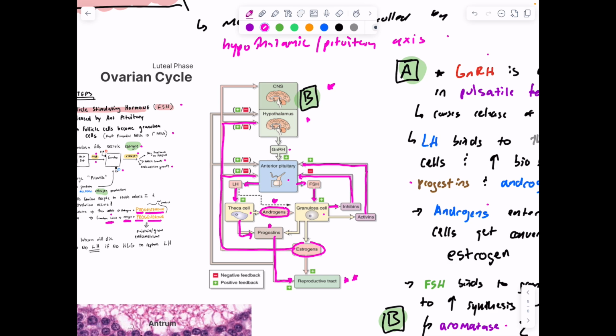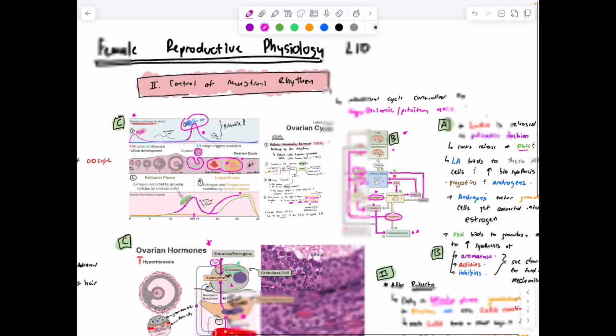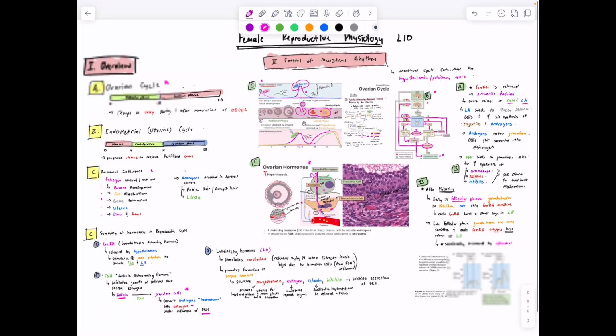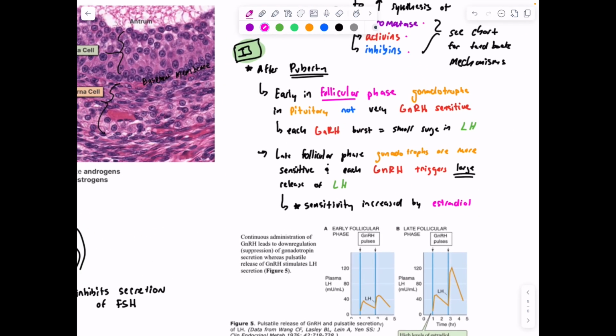So the question is, what's going on with the positive and negative here? Because estrogens and androgens are typically a negative feedback situation, but we actually did something a little bit more complicated, just annoying, but also kind of cool.